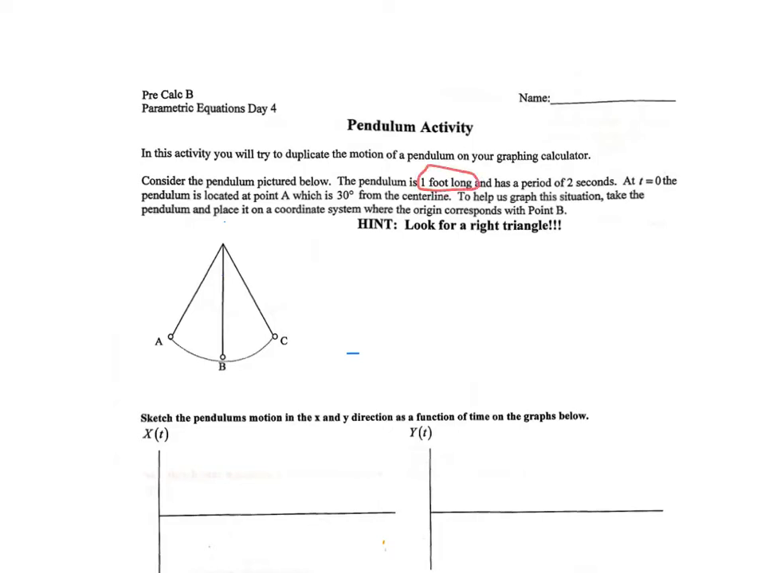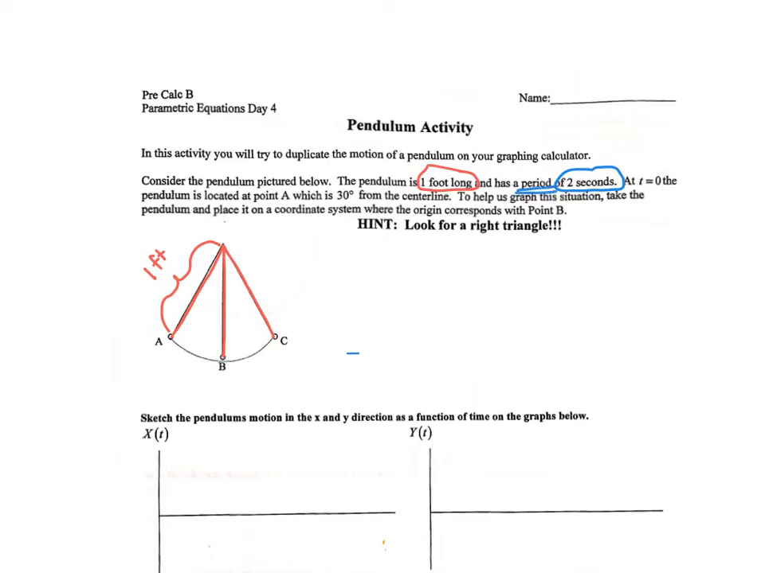So if we start with that piece of information, we know that the length of the pendulum itself is 1 foot. Keep in mind that that 1 foot applies to the pendulum no matter what location it actually falls in. So these are all 1 foot. We also know the pendulum has a period of 2 seconds. And what that means is that it's going to take 2 seconds for it to complete 1 cycle.